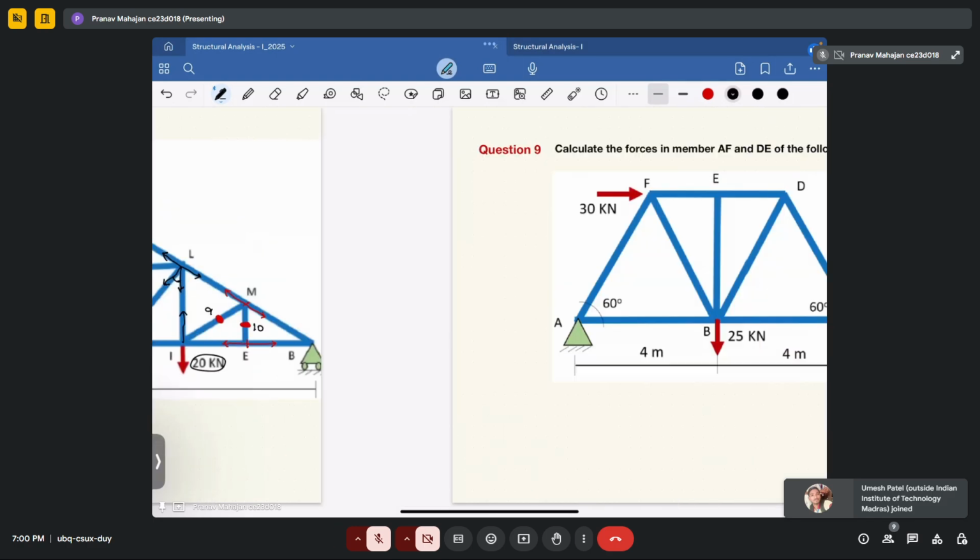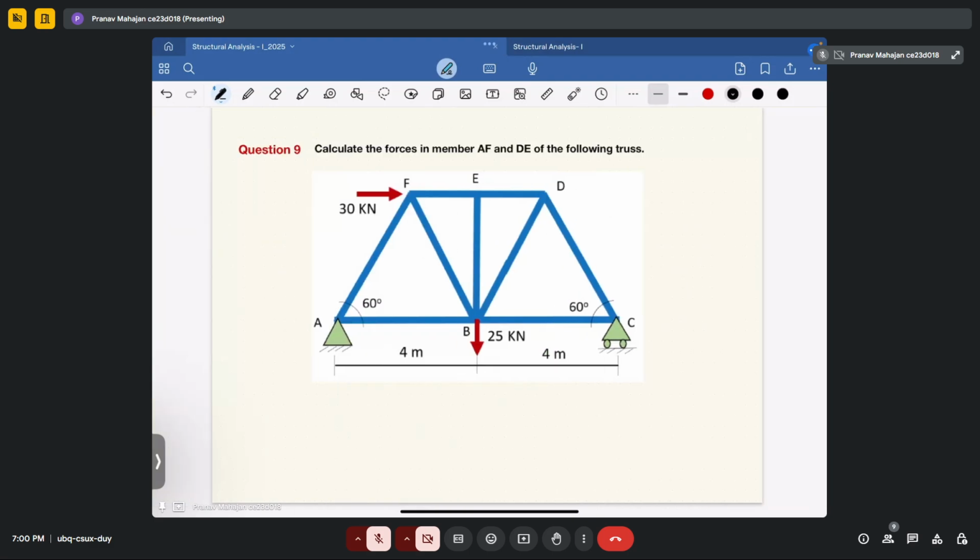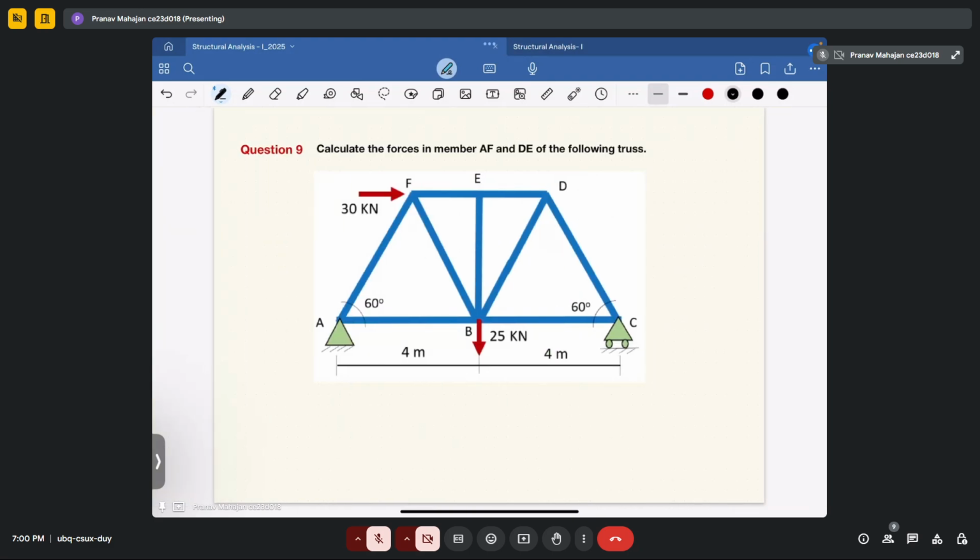So now let's move to another question. We have two more questions. First is this. In this, it is mentioned that you have to calculate forces in members AF and DE. Okay. So what are the members? These are the members: this is AF and this is DE. Okay. So how will you solve?